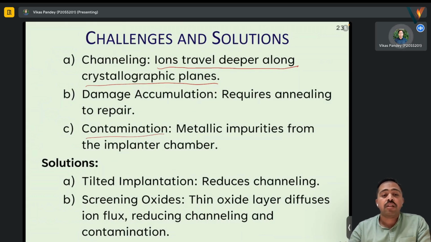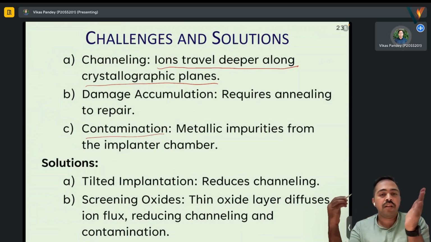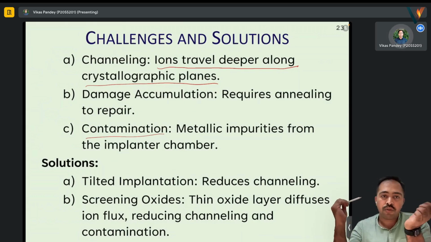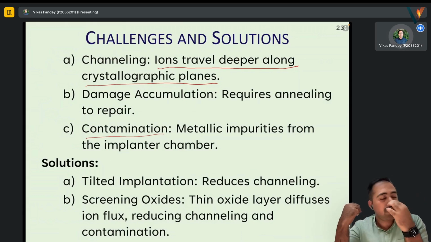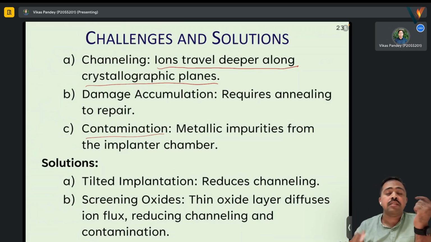So what are the solutions for this channeling? We are doing the tilted implantation. So it is not being done directly face to face. Some tilting of the wafer is done and then the implantation is done so that it does not go in the crystallographic plane, and so we don't get very deep profiles.